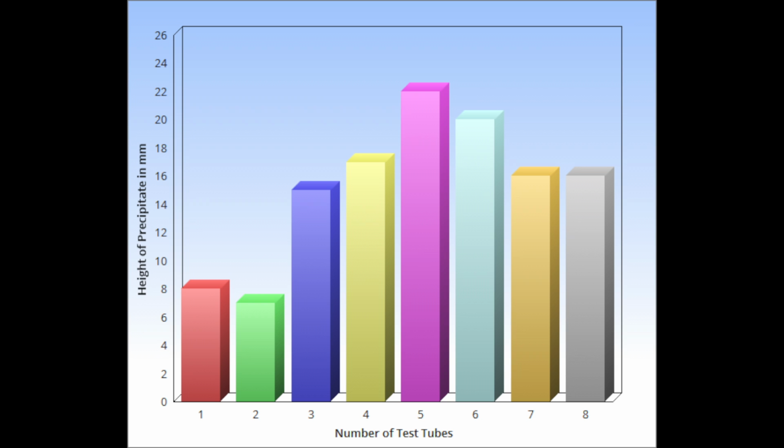This is a graph of the precipitate formed in each test tube. The precipitate is copper hydroxide, and as you can see in the graph, the more potassium hydroxide we put in the beaker, the more precipitate is formed. It did this until test tube number 8, when it levels off.